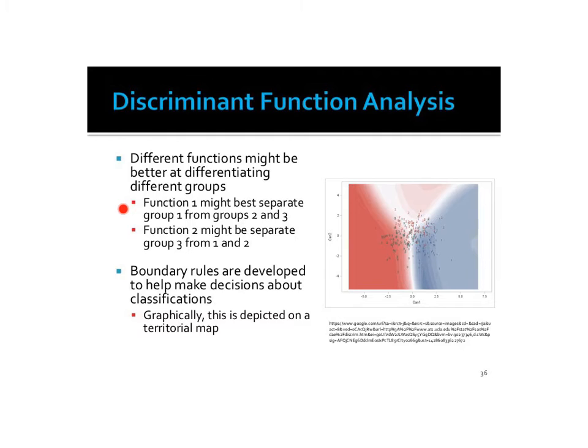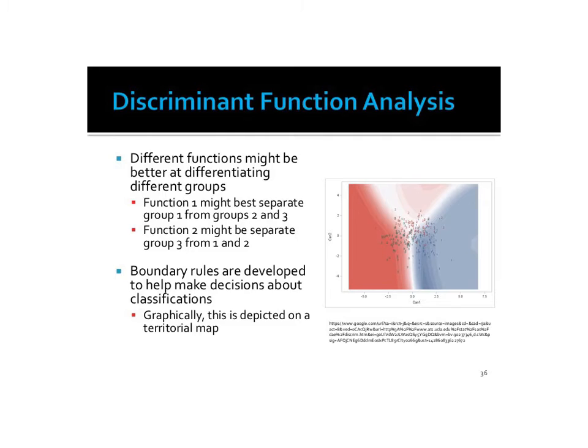Usually, function 1 is the best, where function 1 might best separate group 1 from groups 2 and 3, which is what we saw in that last visual. But then function 2 might be better at separating group 3 from 1 and 2. It really depends on how much explained variance you can pull from your predictor variables.